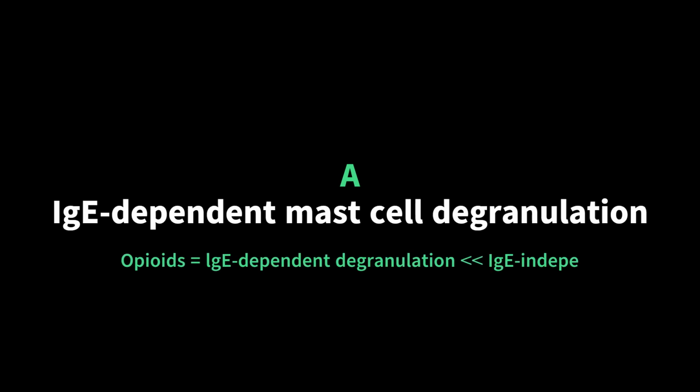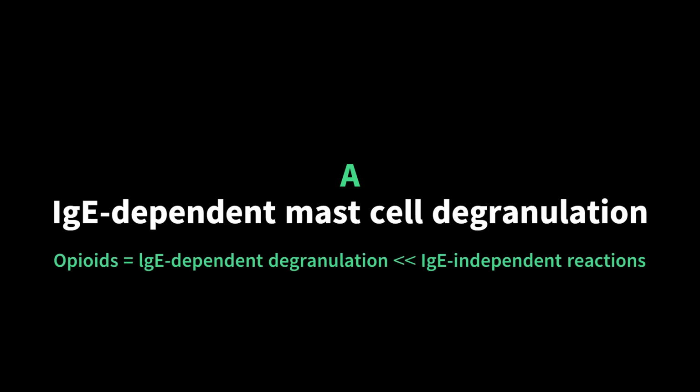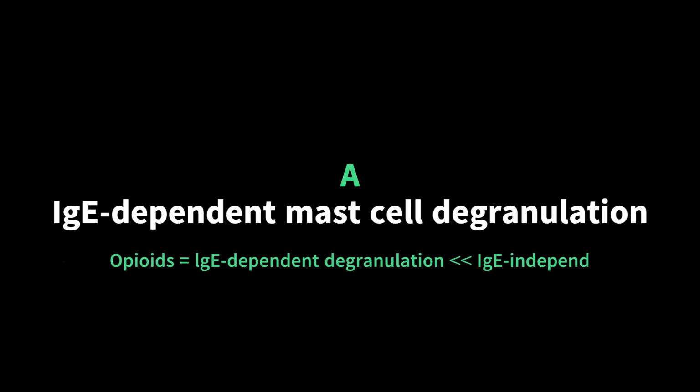Let's briefly discuss the other options. A. IgE-dependent mast cell degranulation. IgE-mediated degranulation is typically associated with environmental exposures such as foods or vespid stings, or with medications such as beta-lactam and sulfonamide antibiotics. Opioids can cause IgE-dependent degranulation, which is very rare, but IgE-independent reactions are more common.